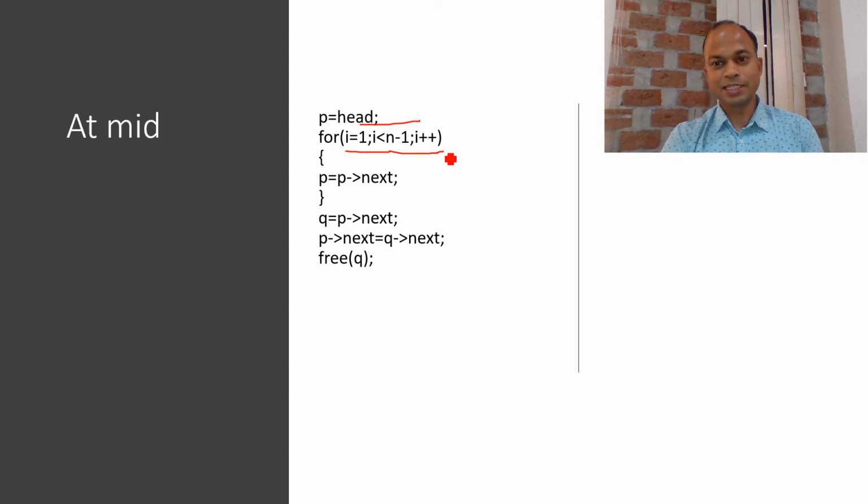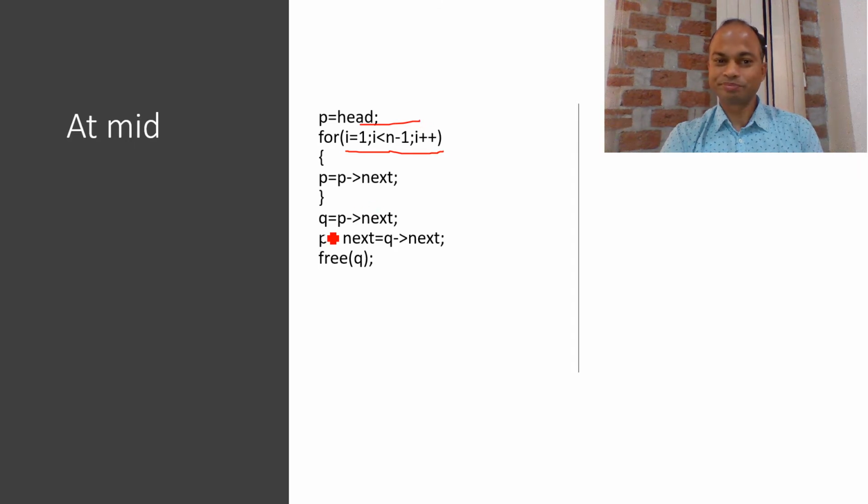i++. Say we want to delete the second node, so the value of n equals 2. Then 2 minus 1 equals 1, and 1 less than 1 is false, so this loop is not executed if we want to delete the second node. Initially P is pointing to the first node, so if this loop is not executed, P contains the address of the first node.